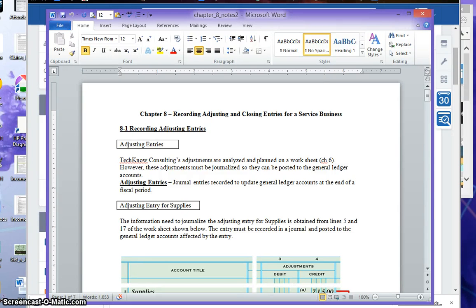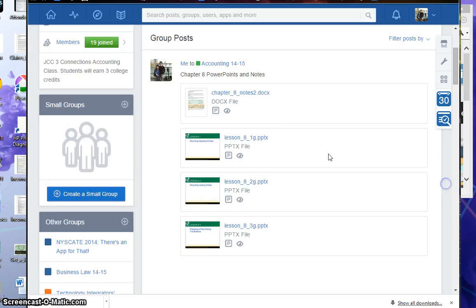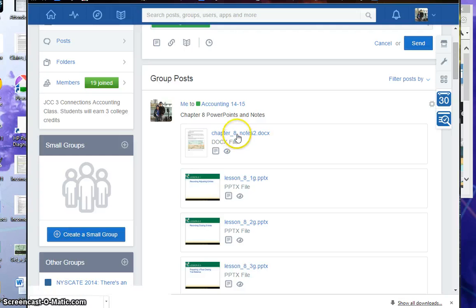Hello, so we're going to start Chapter 8, which is entitled Recording, Adjusting, and Closing Entries for a Service Business. If you take a look in Edmodo, I have posted all of the Chapter 8 notes and all 3 PowerPoints in here as well. So if you get stuck, you can go back and look at the notes, you can look at the PowerPoints, and watch this recording as many times as you'd like.